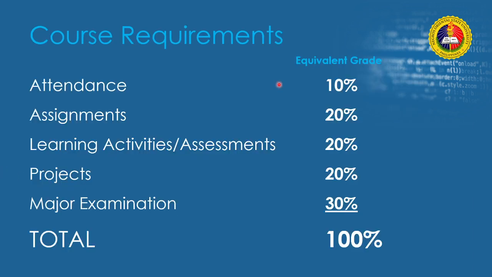And next, okay, so course requirements. It's the same thing from the previous semester. Attendance will be 10%, assignments will be 20%, learning activities assessments will be 20%, projects will be 20%, and major examinations is 30%. That's a total of 100%. I think this is the same case with the rest of the faculty of IT, CSIT. So here it is. All right.